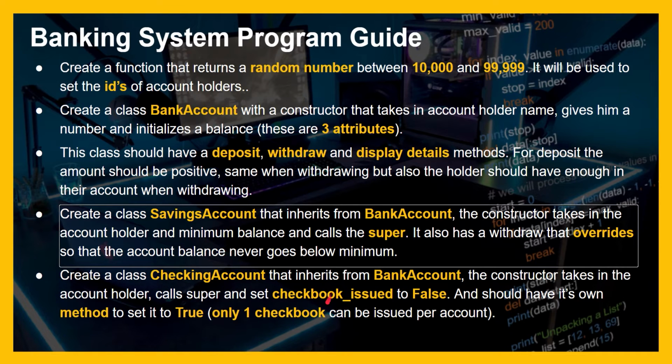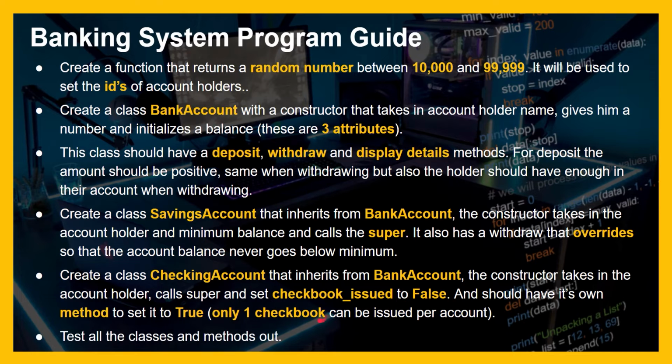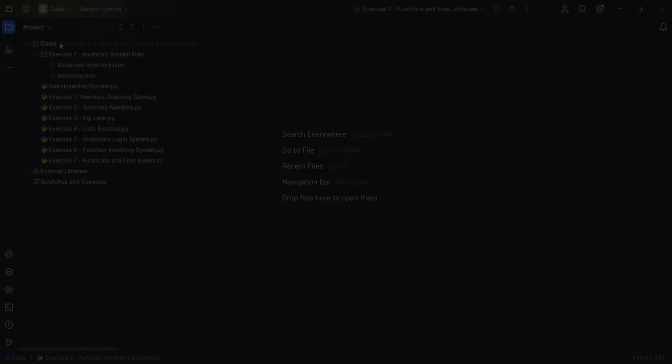If a checkbook is issued, then it's set to true. If it's not, then it's set to false. And it should have its own method to set it to true. Only one checkbook can be issued per account. So this is something that you have to keep in mind and figure out. And finally, test out all of these classes and methods. Make sure that everything is working at every single step. Pause the video right now and go do the program.